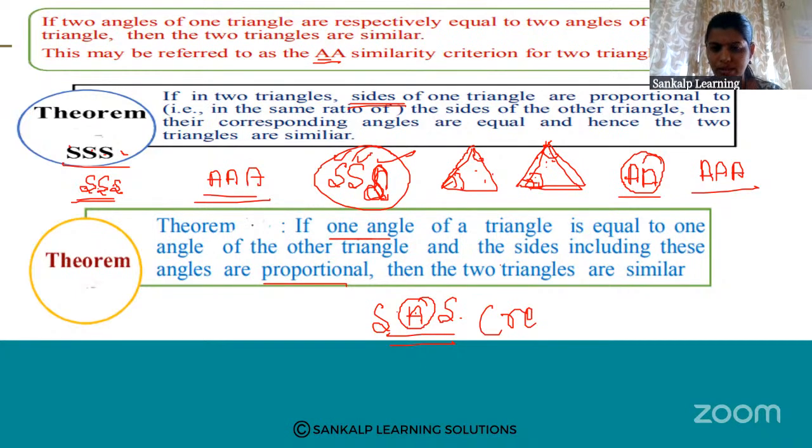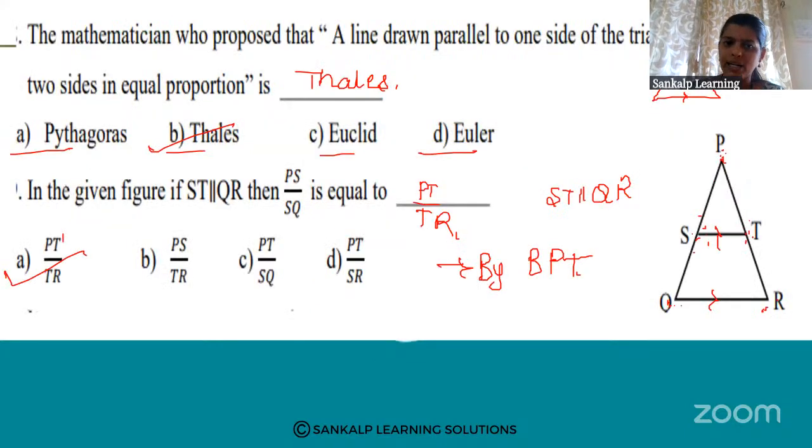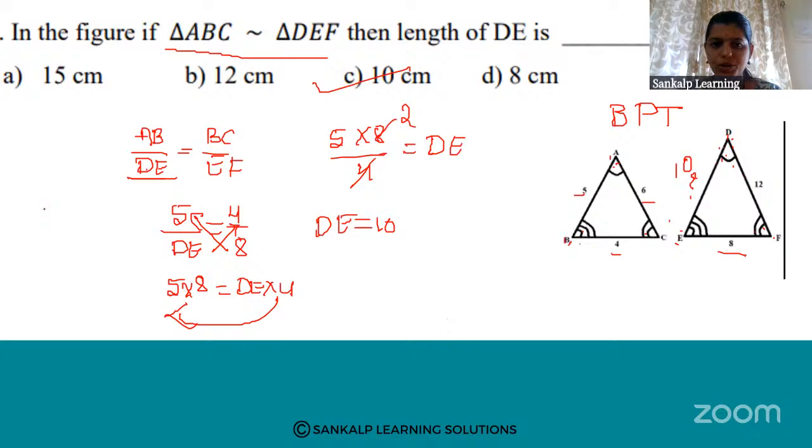Next, if one angle of a triangle is equal to one angle of the other triangle and the sides including these angles are proportional, then the two triangles are similar. This we call the SAS criteria, where the corresponding sides include one angle. Side criteria, okay. And we also solved some multiple choice questions.